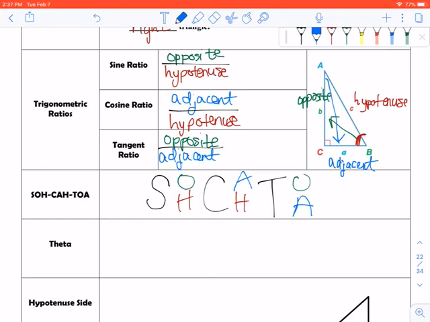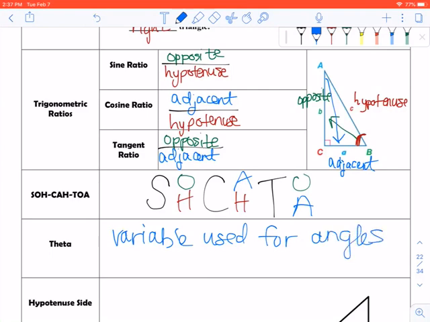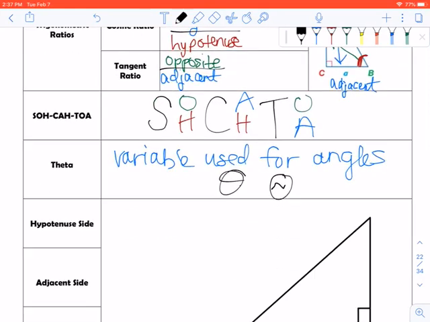Now, theta is a variable that we use for angles. This is a Greek letter, so you can look it up and see what it looks like. It looks like an O with a line through it. I usually draw it like that. If you look it up, it looks probably something like that with a little squiggle in the middle. But that's theta. It's a variable. It's a Greek letter we use for angles.